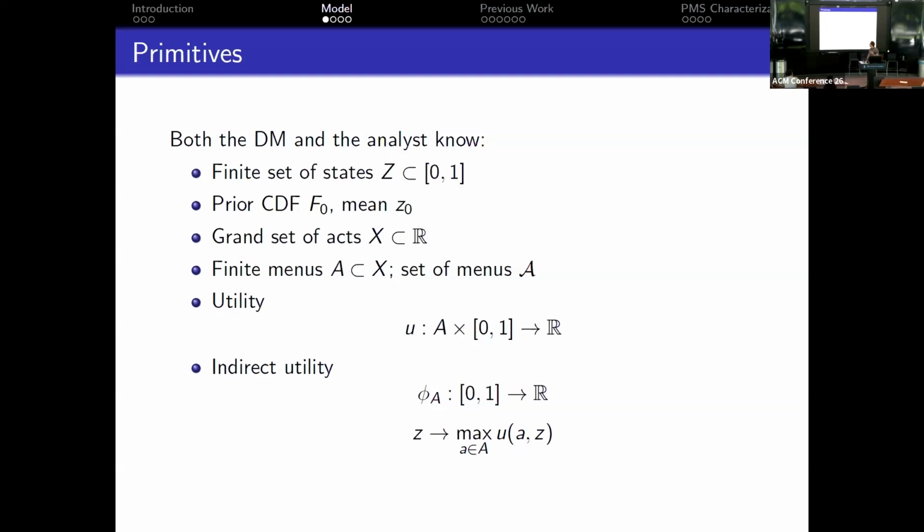The utility of the agent conditional on the posterior mean is a function from the menu and the posterior mean to a real number. And based on this utility function, we can define the indirect utility, which is just the utility that the agent has or the decision maker has at a particular posterior mean if they are maximizing their expected utility at this posterior mean. So that we're going to indicate by phi A.